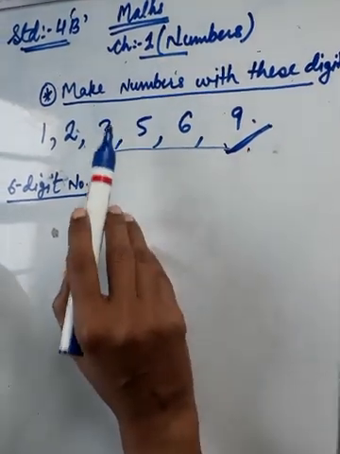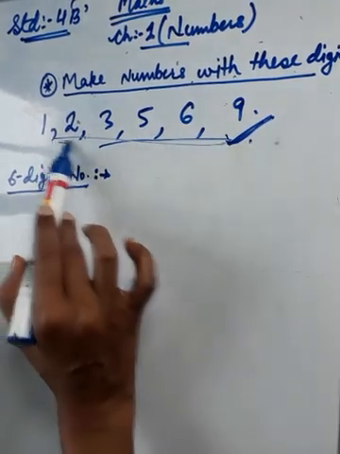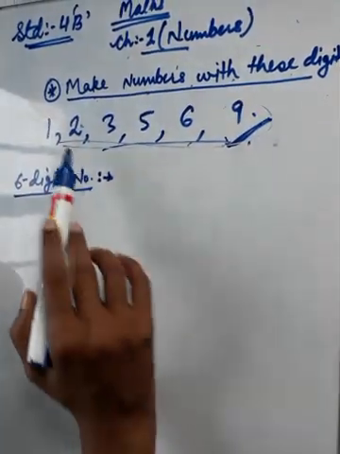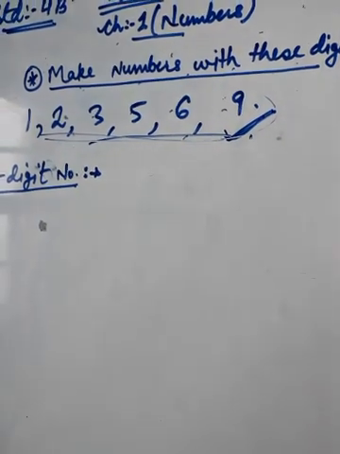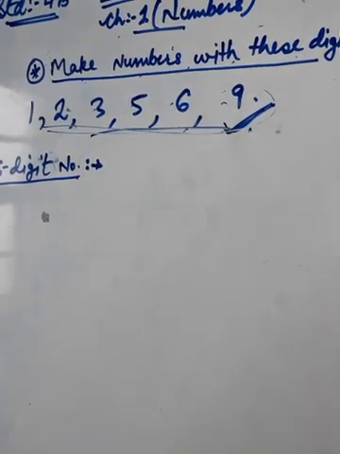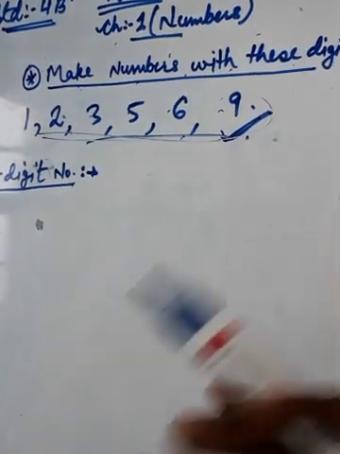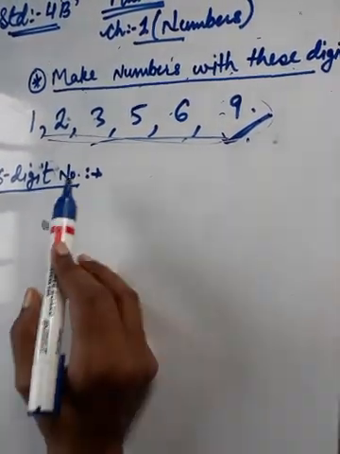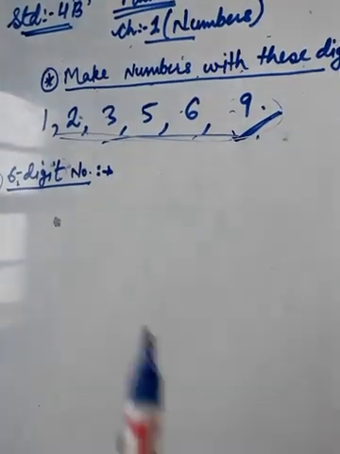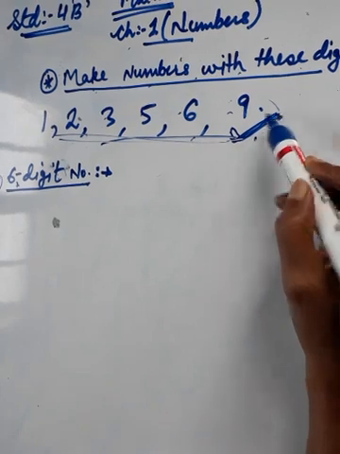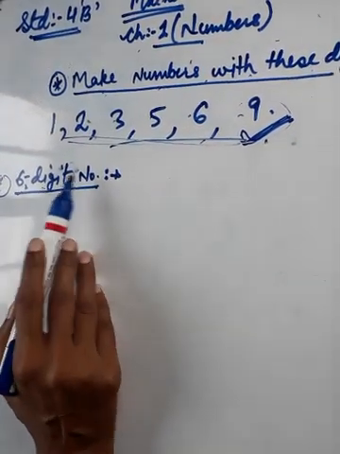Students, you will see here that I have written: make numbers with these digits. You have to make numbers with the help of these digits. So 1 2 3 5 6 9 are the digits, as I have taught you in the previous video, that these are the digits. Now you have to make a number. First of all, I have written here a 6 digit number. So students, with the help of these digits, you have to make a 6 digit number.